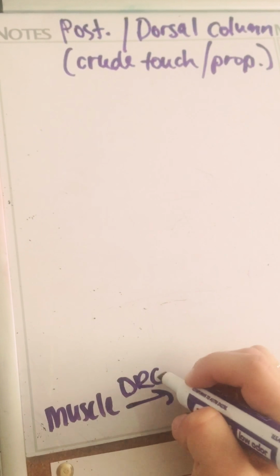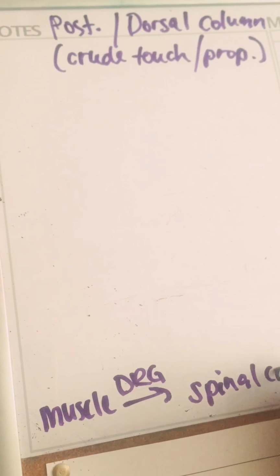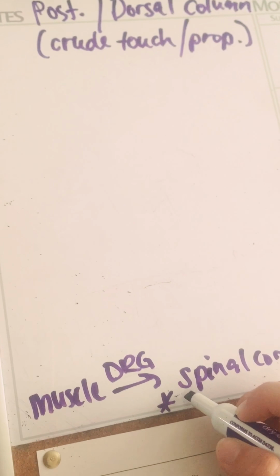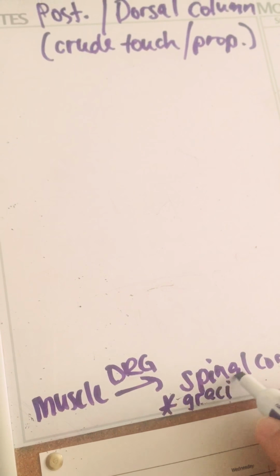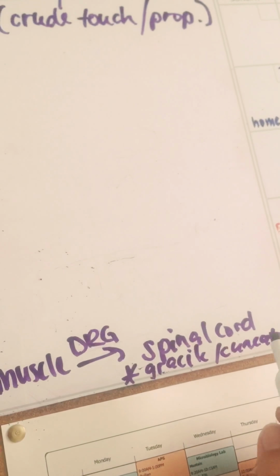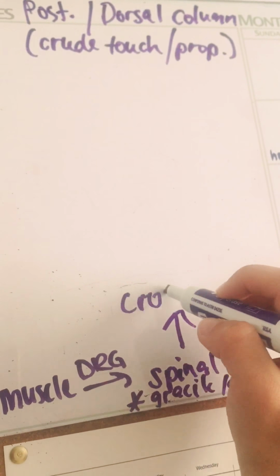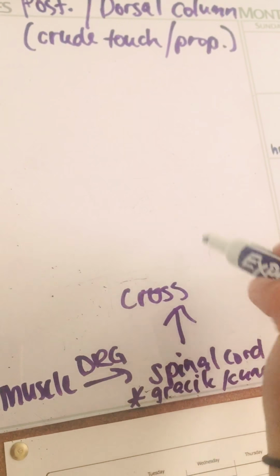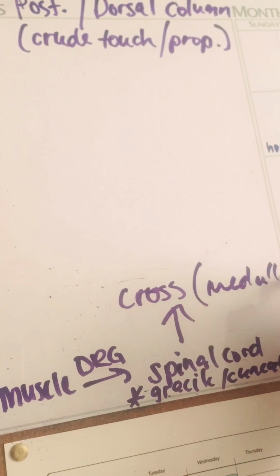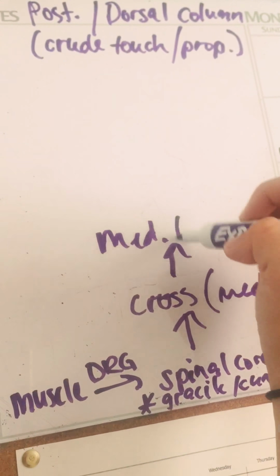Passes through the dorsal root ganglion once more, goes to the spinal cord, and in the spinal cord it will actually synapse in the gracile or cuneate nuclei. So then it will also cross, or decussate, at the level of the medulla, and it will continue to go up via the medial lemniscus.